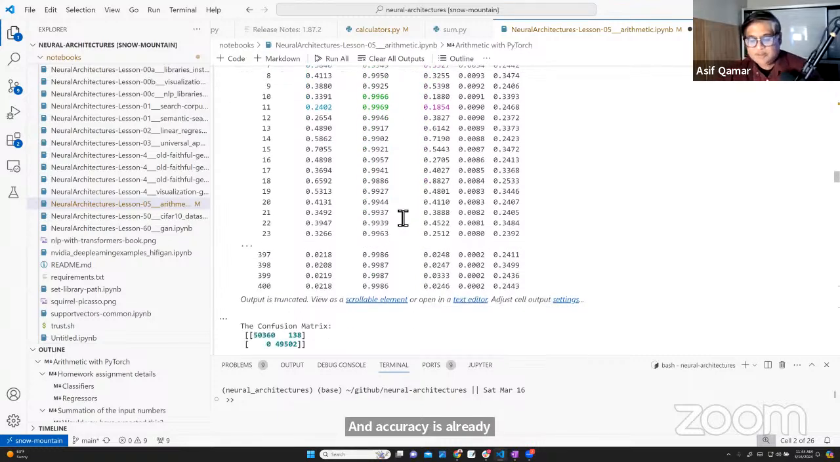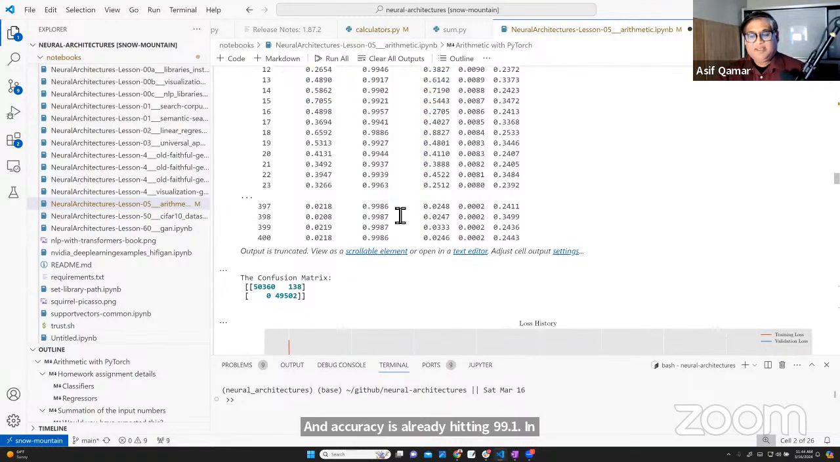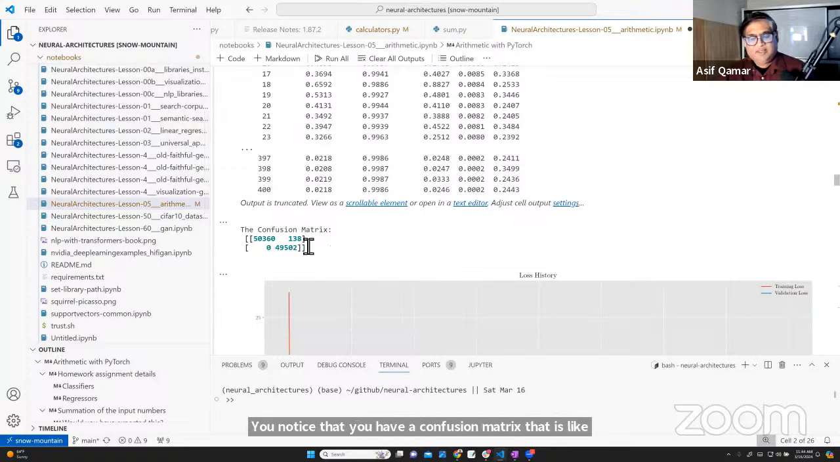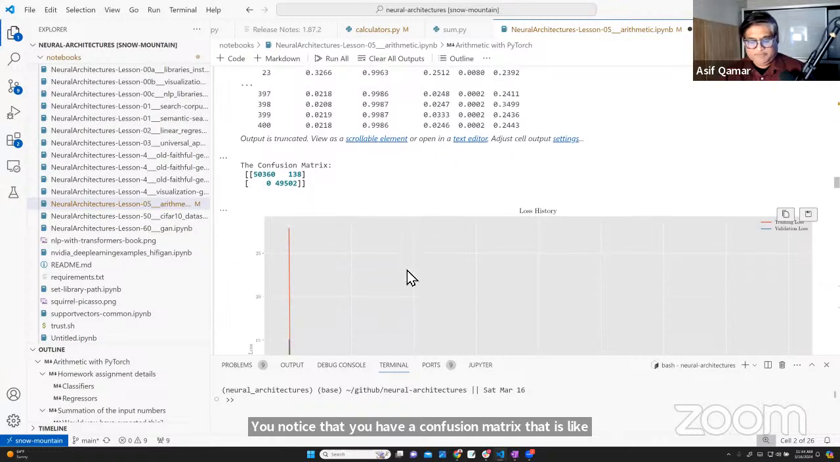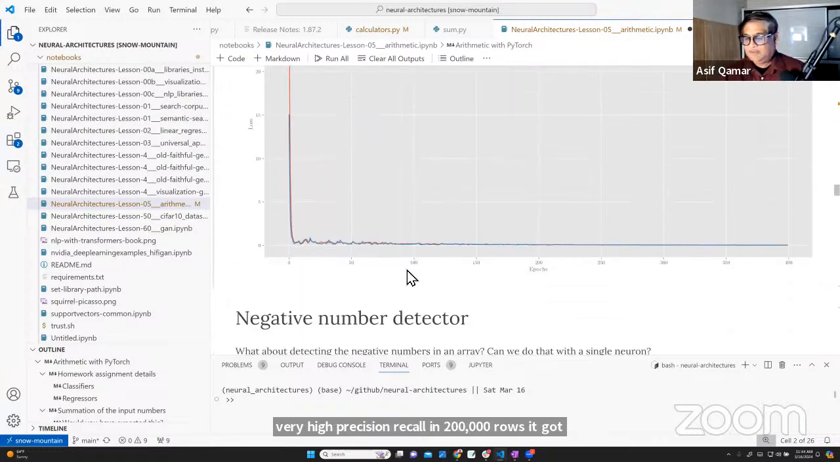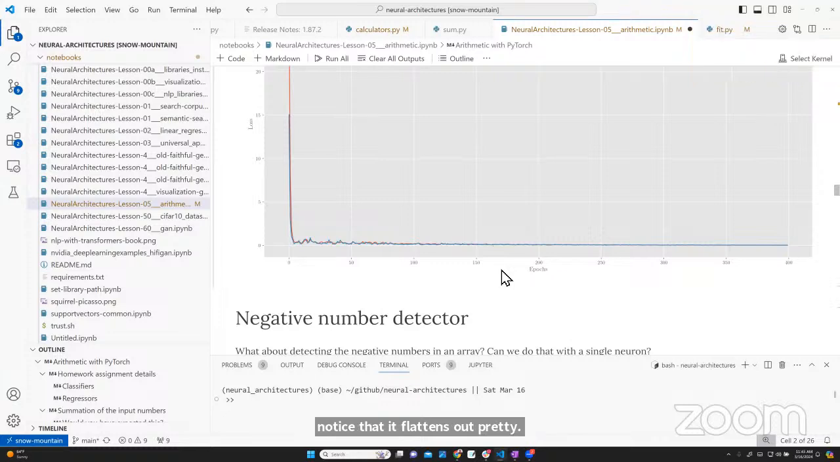In fact, going through all of these rounds is negligible, but because you are dealing with a classifier problem, and these are small numbers, you notice that you have a confusion matrix with very high precision and recall. In 200,000 rows, it got 138 off. Okay, so look at the loss function, how it propagates. You notice that it flattens out pretty quickly. Fantastic.